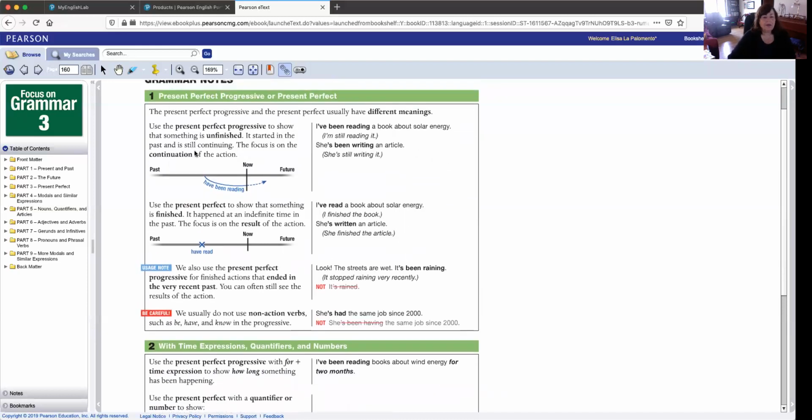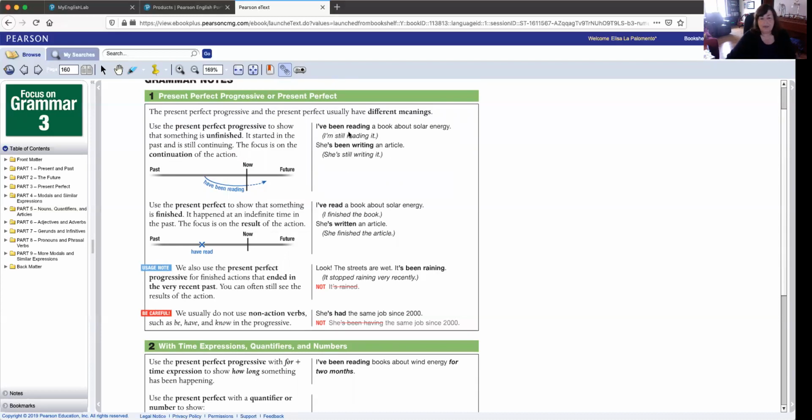All right, so the first one tells you that the present perfect progressive and the present perfect usually have different meanings, and I explain that to you and how they work. It says use the present perfect progressive to show that something is unfinished. It's not finished yet. It started in the past and is still continuing. The focus is on the continuation of the action.